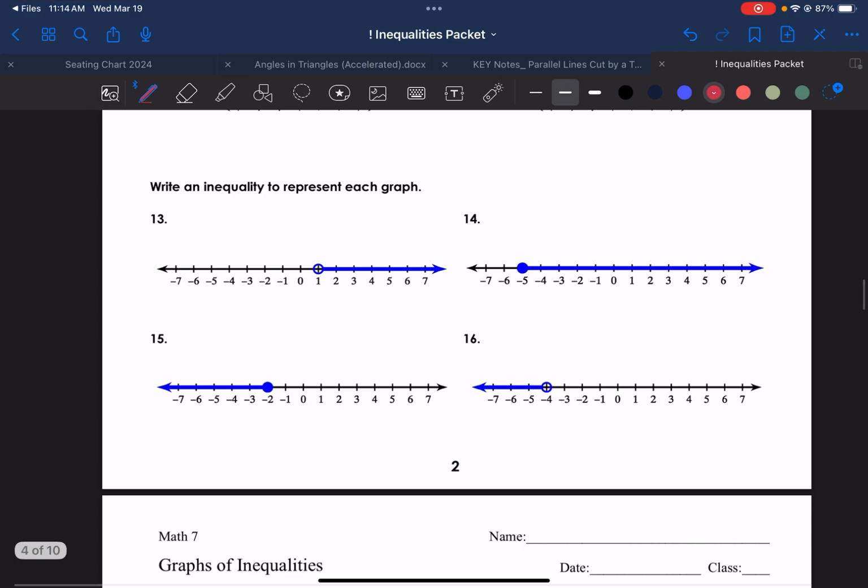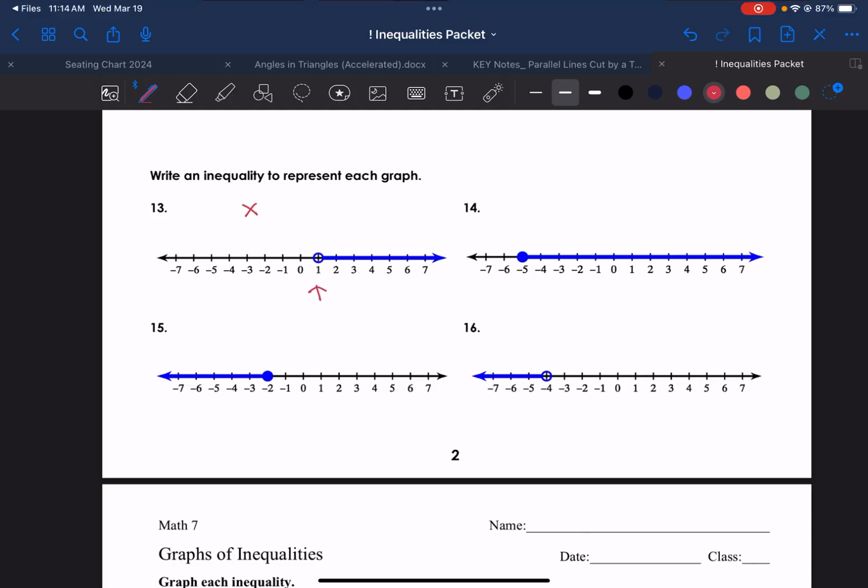And our final type of problem on this page is where they give us a graph and we have to write the inequality. Write an inequality to represent each graph. So I have to put x, symbol, number. Okay, so I know I start with x, and you want to say what number? Well, right here our circle is at 1. Then you want to say what symbol? Well, I have an open circle, so it's either less than or greater than. And then you want to say, where's the arrow going? The arrow's going towards the bigger numbers or the smaller numbers? Towards the bigger numbers. So that means that x is bigger than or greater than 1.